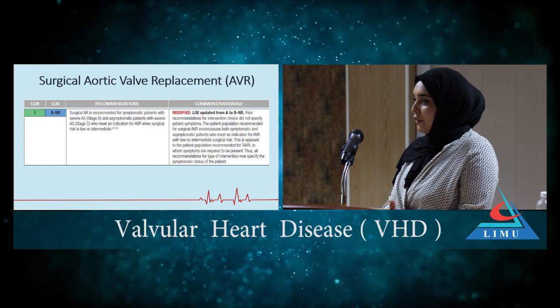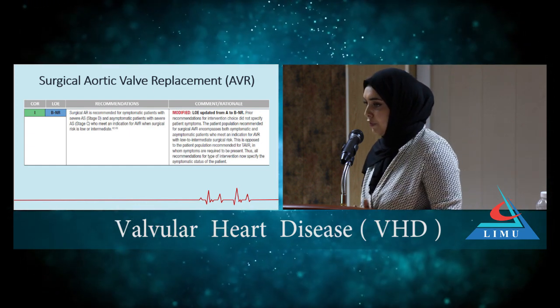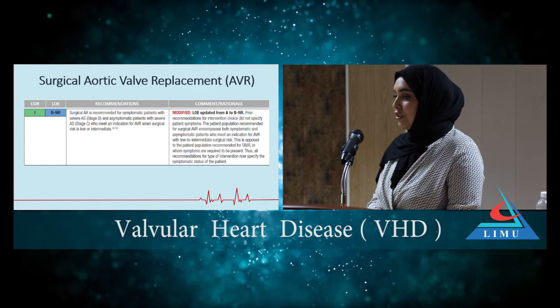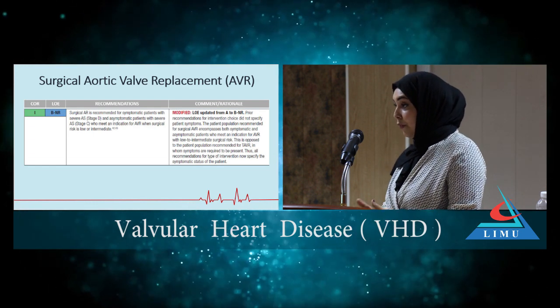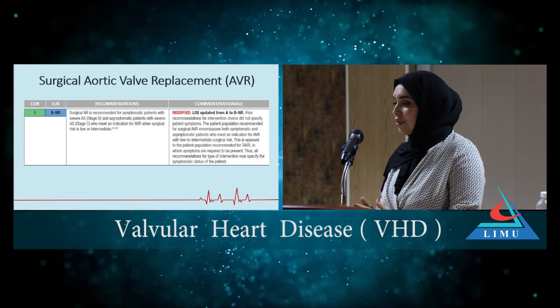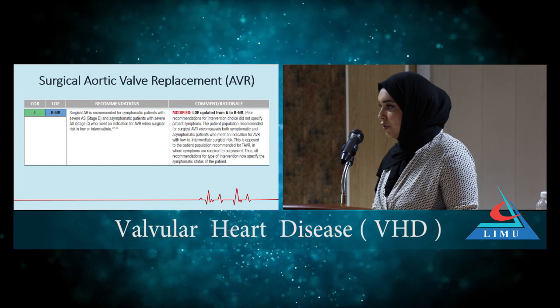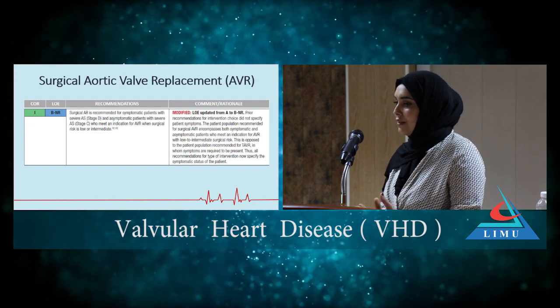Whether surgical aortic valve replacement or transcatheter aortic valve replacement is used, it is recommended for symptomatic patients who are at high surgical risk, and the choice depends on patient-specific procedural risks, also the patient's choice and preferences. The class of recommendation has been updated from class 2A to class 1, and the level of evidence has been updated from B to A.